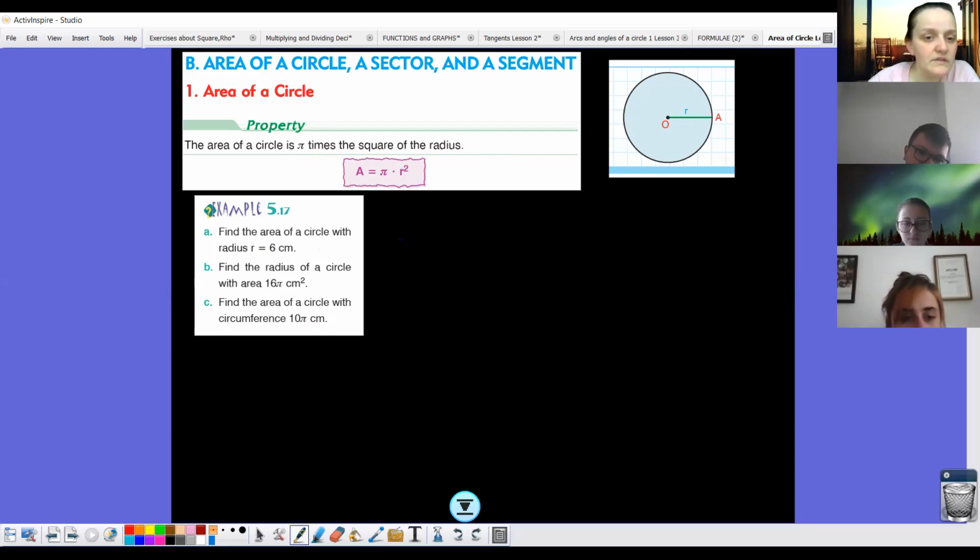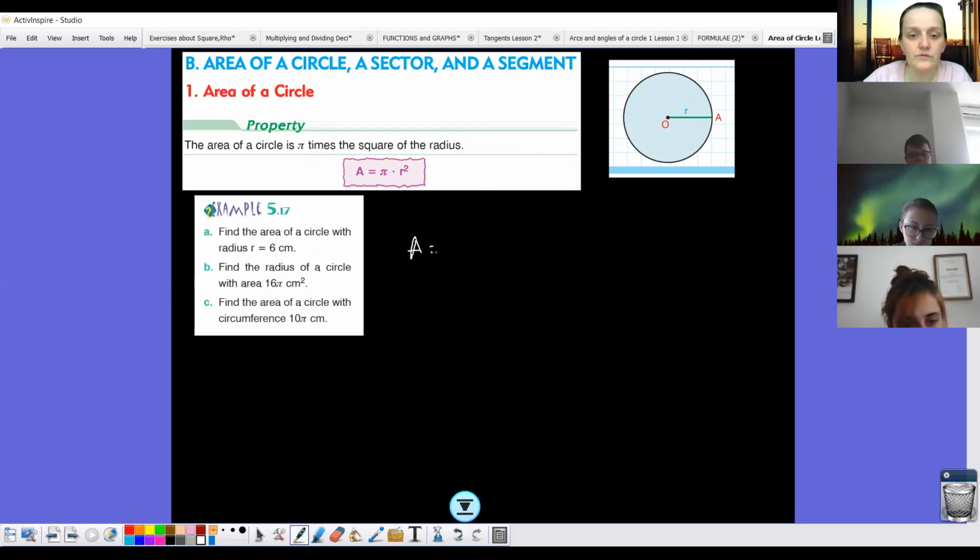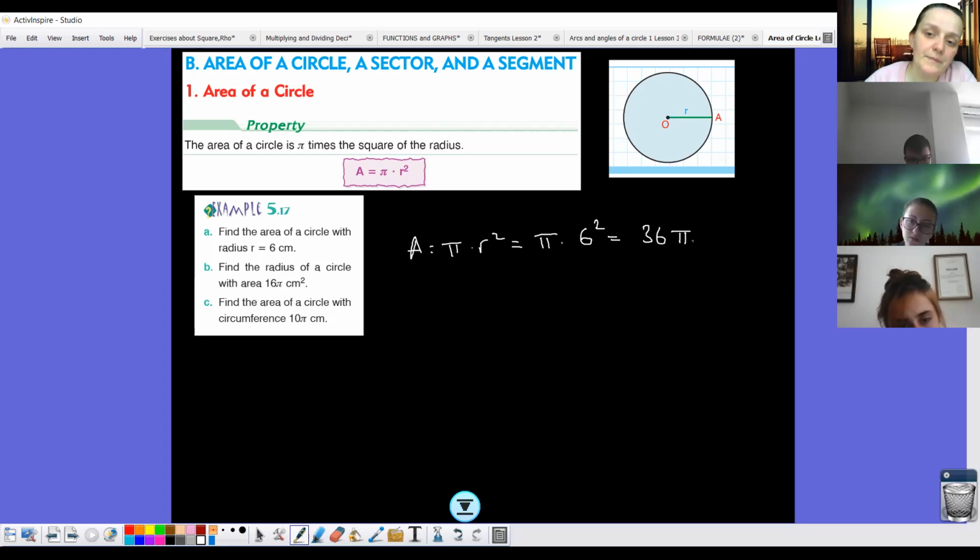If the radius is given, how will you find the area? A is equal to pi times r square if the radius is given only. So it will be pi times 6 square, which is 36 pi.